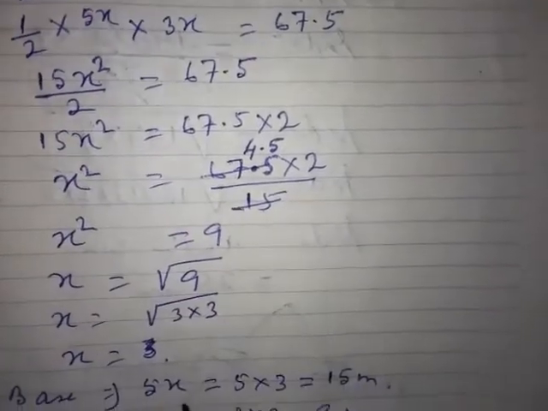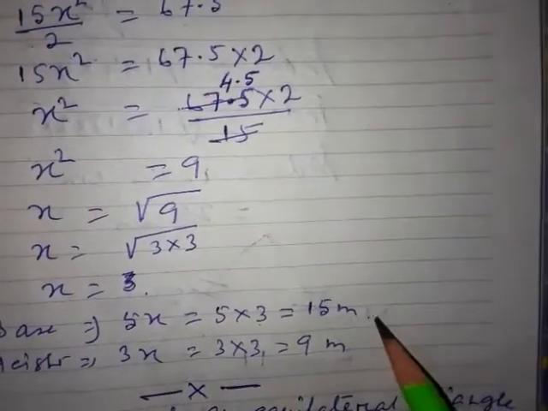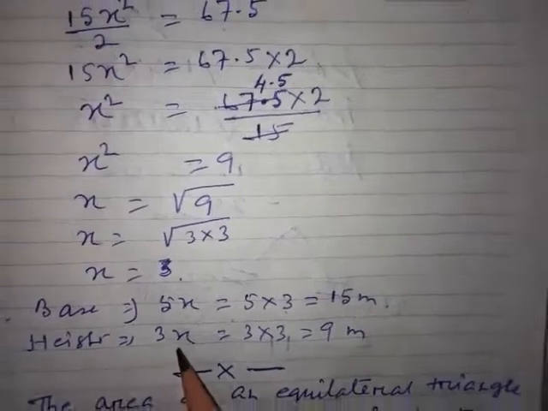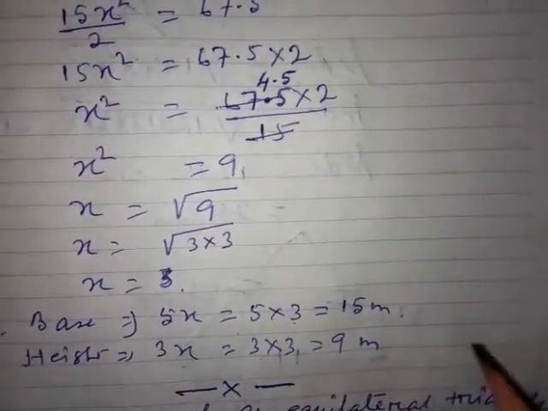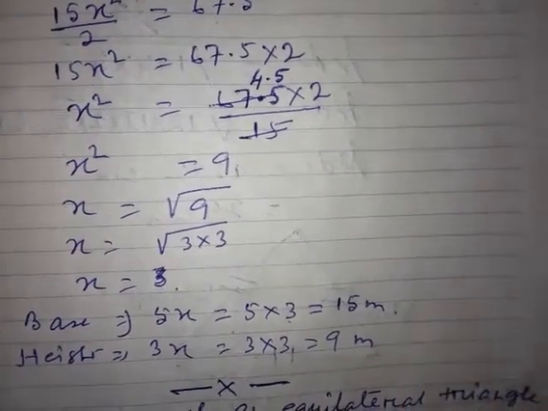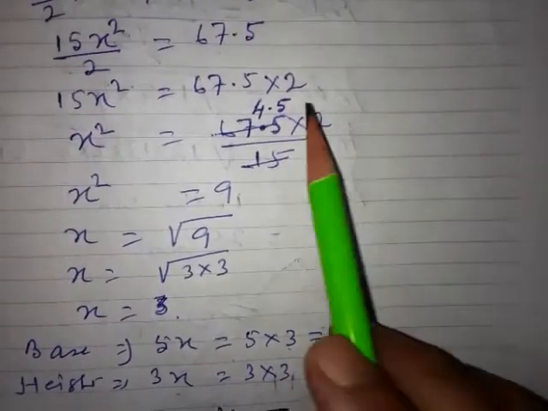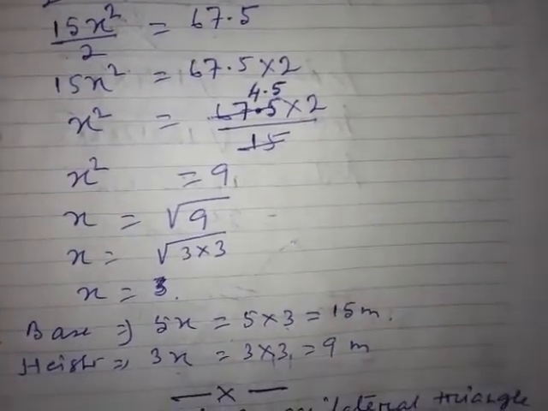So easily you can find out the base. What was the base? 5x means 5 into 3 equal to 15 centimeter. What is the height? 3x means 3 into 3 equal to 9 meter. Sorry, not centimeter. It was given in meters, so meter. Understood? It is clear to you. Everything is mentioned there, but it was given in ratio.